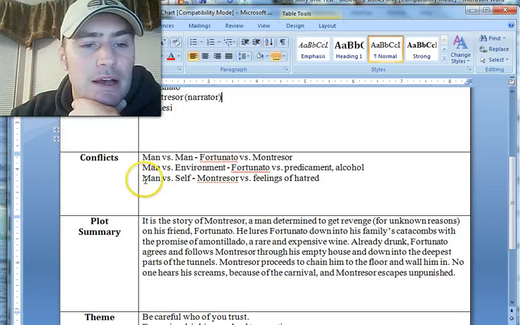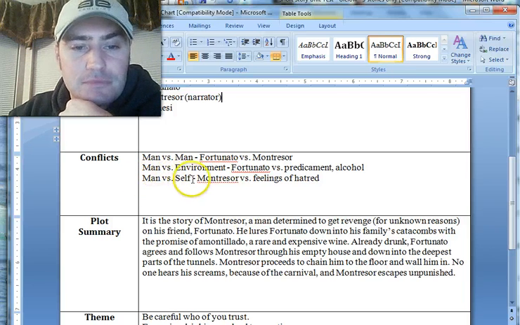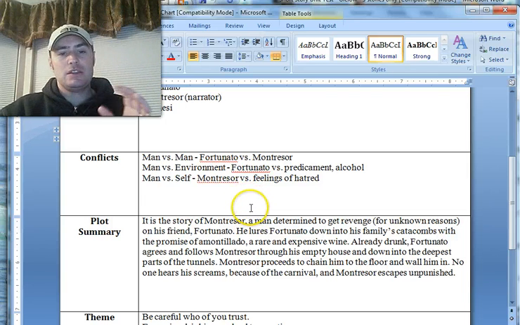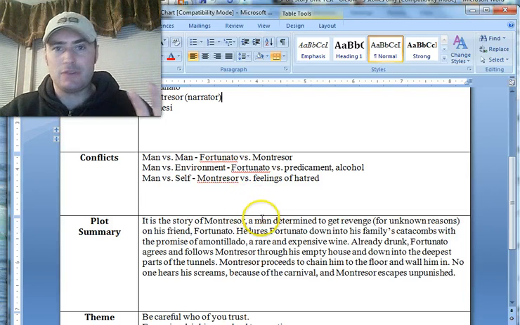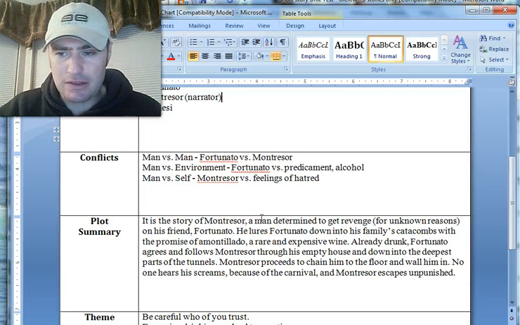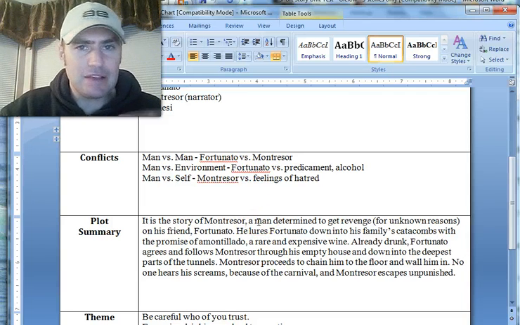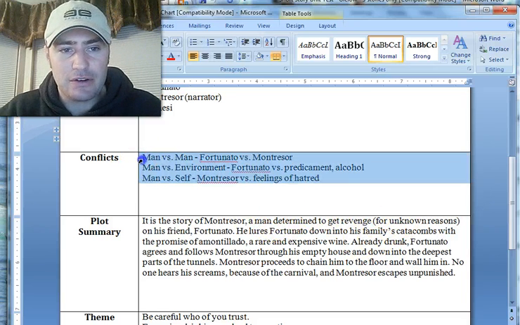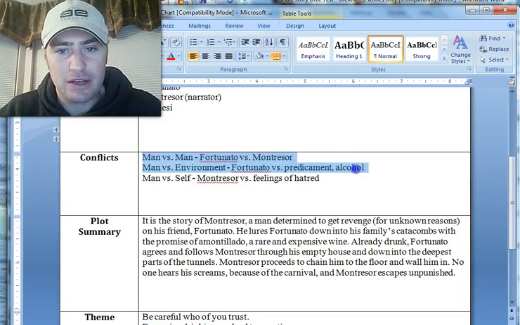And finally, man versus self. Montresor's feelings of hatred. There's really a conflict here for Montresor. You can kind of tell he's a murderer and he's insane. He's got some internal conflicts, right? We know that both of these are external conflicts, where this is an internal conflict here.